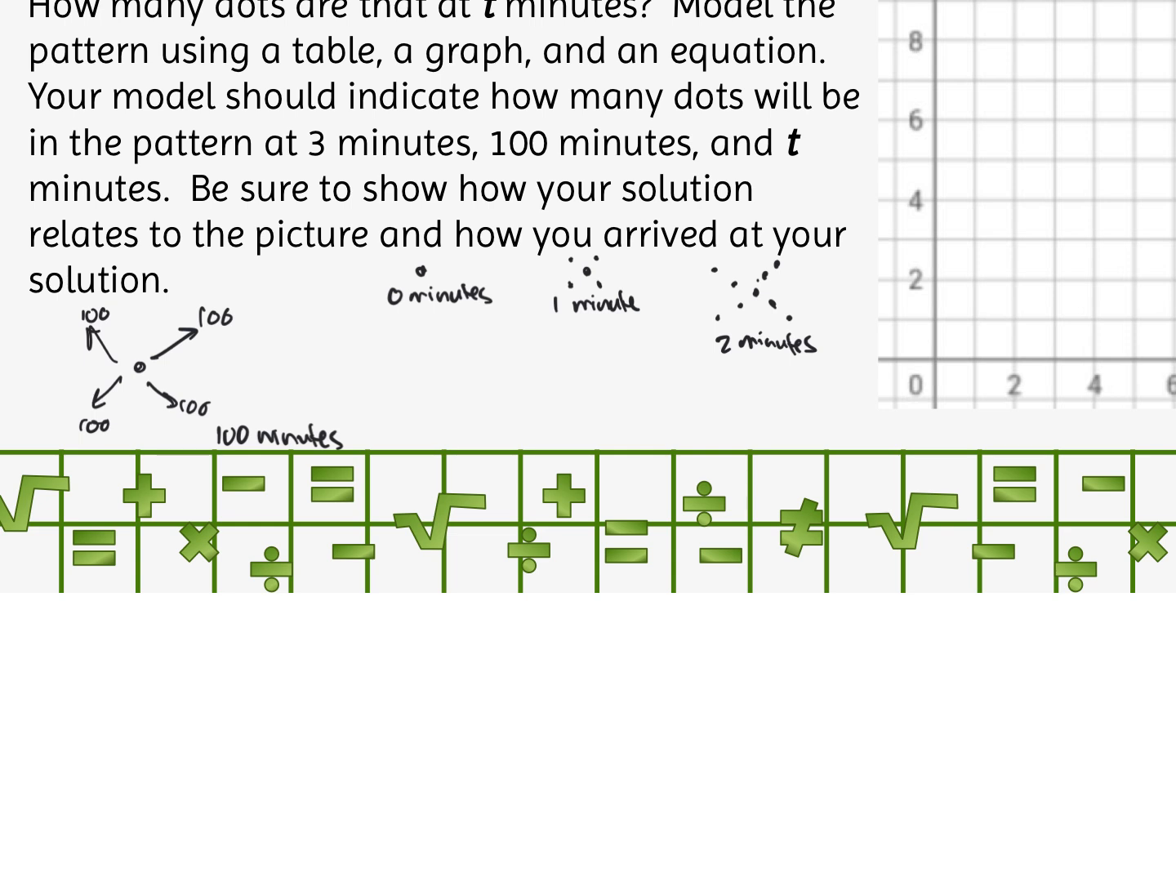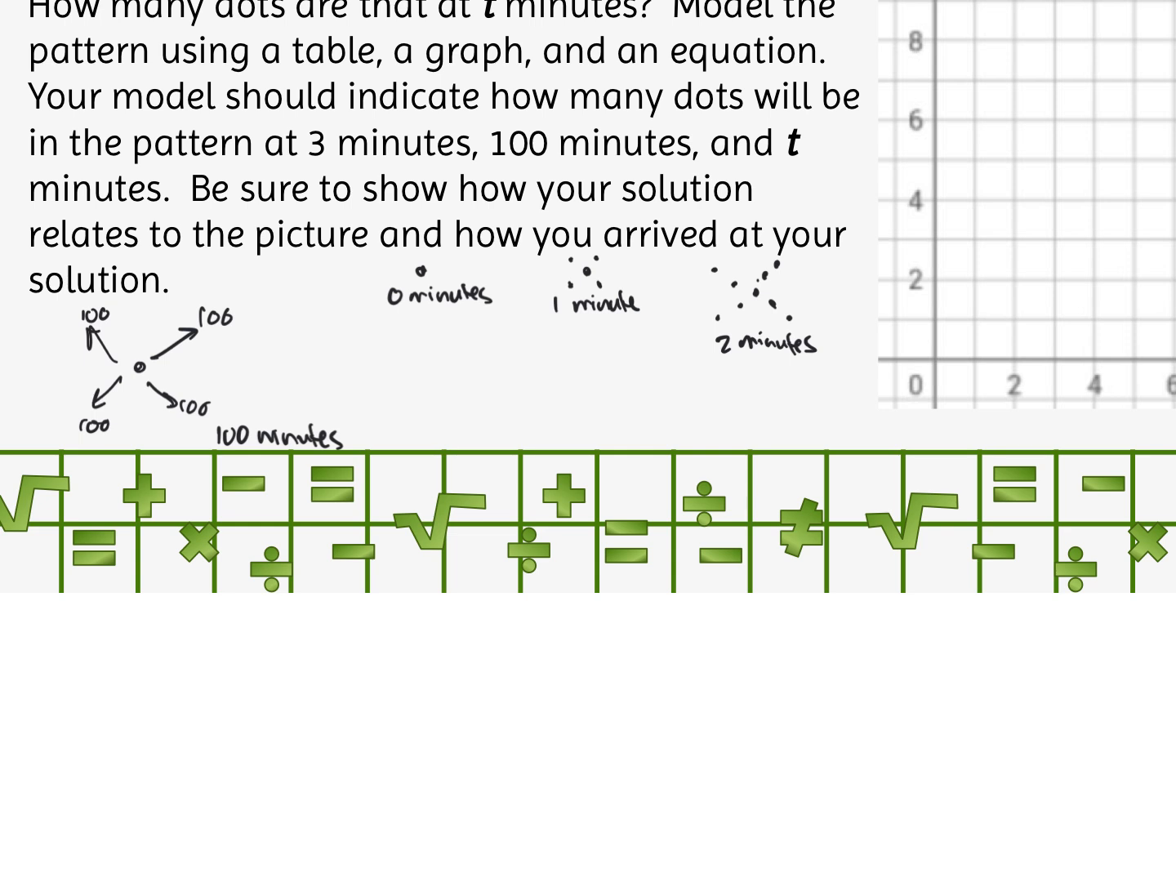So let's kind of think about what's going on here. We have that one variable that we started with, right? And then pretty much going from 0 minutes to 1, 1 to 2, and then 2 to 3. Remember where we wrote down what we were doing before on number 1? We were adding 4 dots every minute.